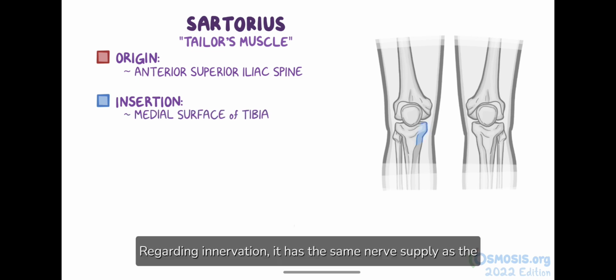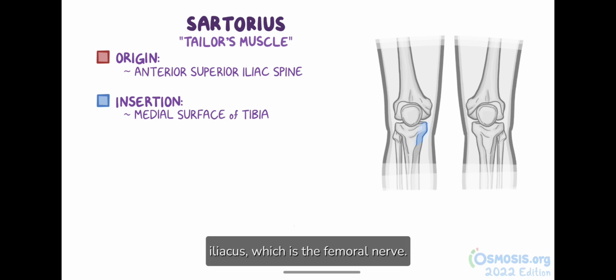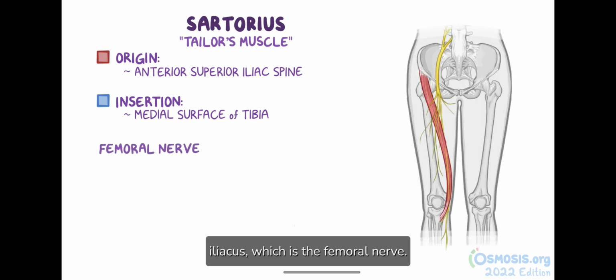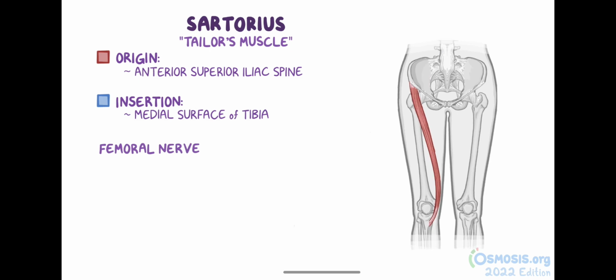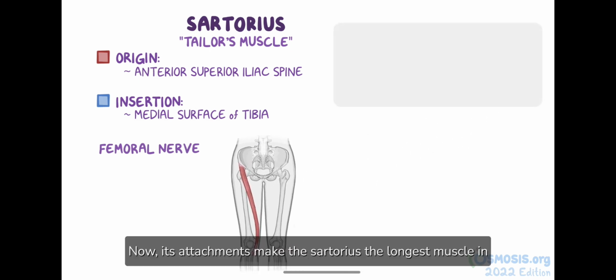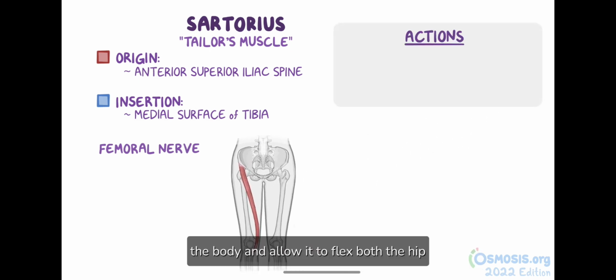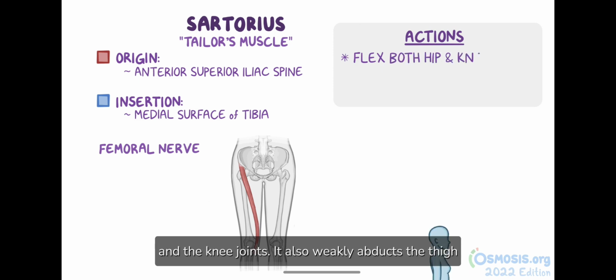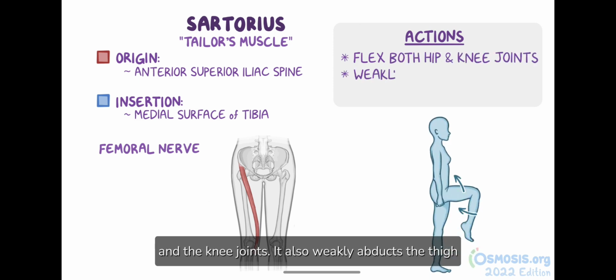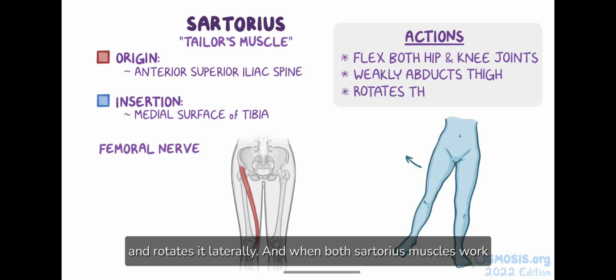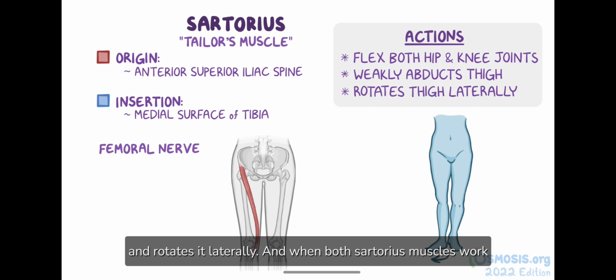Regarding innervation, it has the same nerve supply as the iliacus, which is the femoral nerve. Now, its attachments make the sartorius the longest muscle in the body and allow it to flex both the hip and the knee joints. It also weakly abducts the thigh and rotates it laterally. And when both sartorius muscles work together, they bring the lower limbs into the cross-legged sitting position.